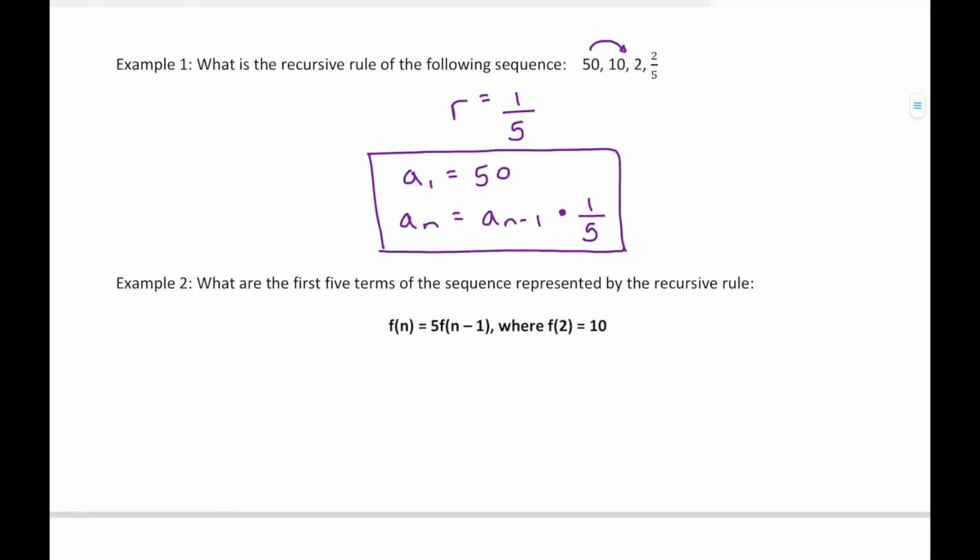Example 2. What are the first 5 terms of the sequence represented by this recursive rule? Now, just to make this one a little bit different, I used function notation, but the idea is still the same. The term I'm looking for is 5 times the term that comes before it. Now this time I'm not telling you what the first term is, I'm telling you what the second term is. Interesting. So the second term was 10. And I can find the next term by multiplying by 5. That means the value of the term after 10 is 50. The value of the term after 50 is 250, because I'm multiplying by 5 each time. And now if I go backwards, I can find the value of the first term, which was 2.